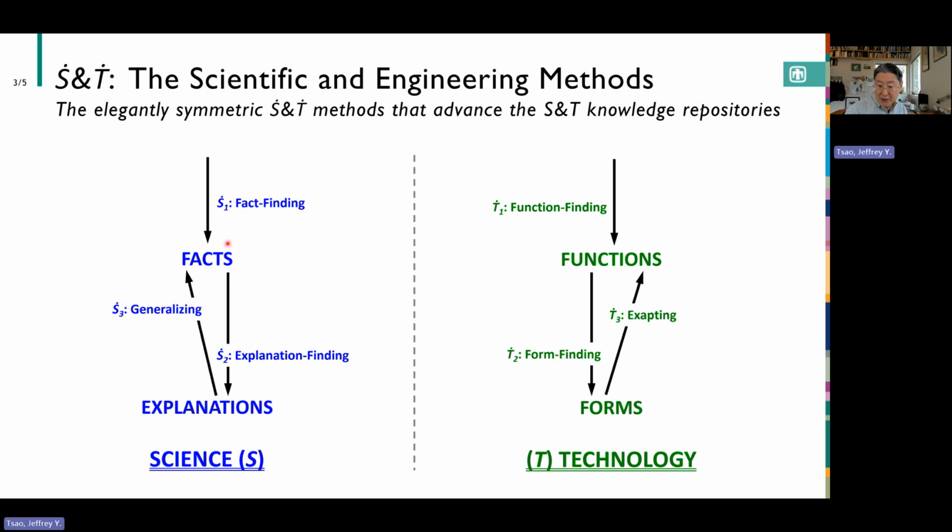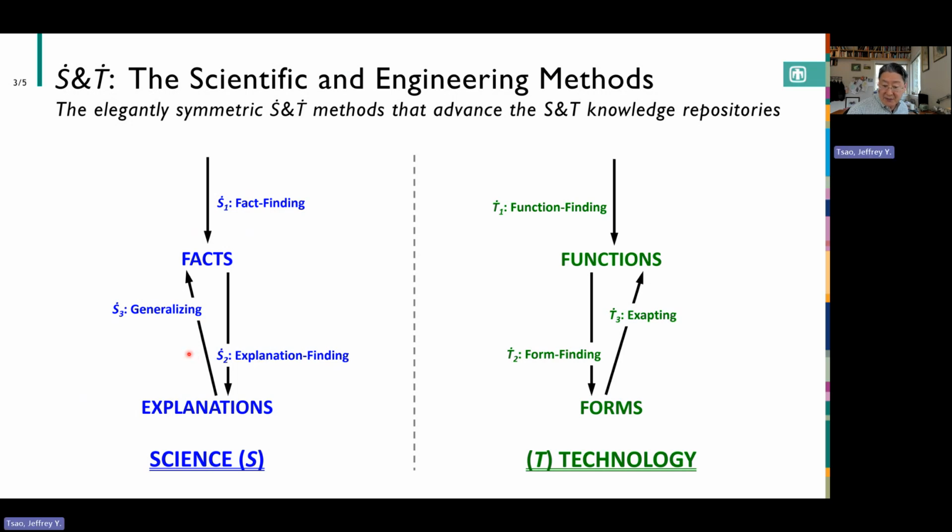The scientific method will be more familiar to you, so let me start with that. This method has three mechanisms. The first mechanism is S1 dot, the finding of facts of human interest. With facts in hand, the method proceeds to the second mechanism, S2 dot, the finding of explanations for those facts. This is classic theorizing.